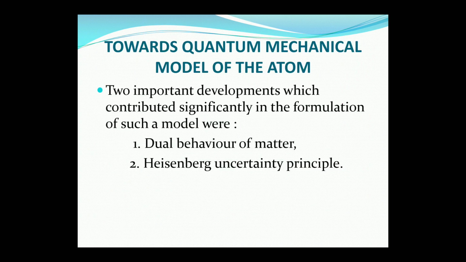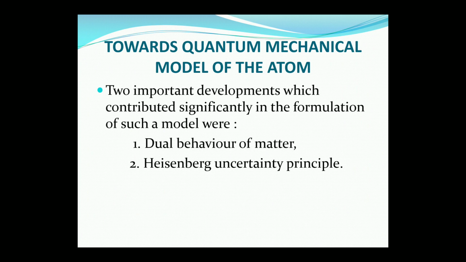Now moving on to the next, that is the quantum mechanical model of the atom. There are two important developments which contributed significantly to the formulation of such a model. First is the dual behavior of matter and the second one is the Heisenberg uncertainty principle.